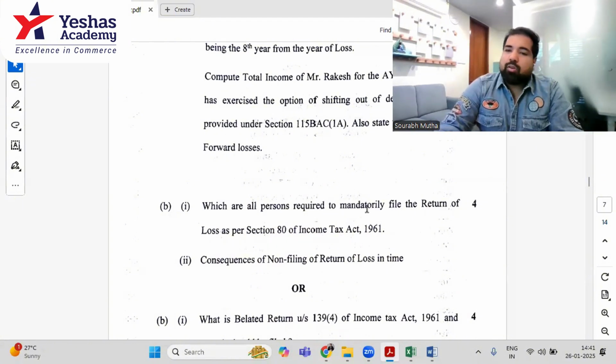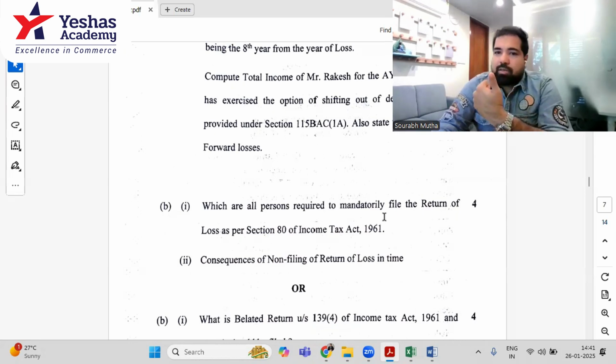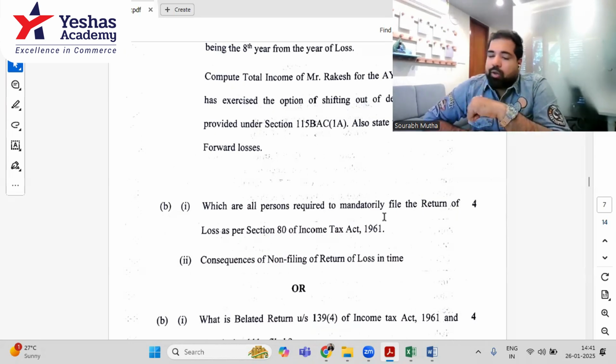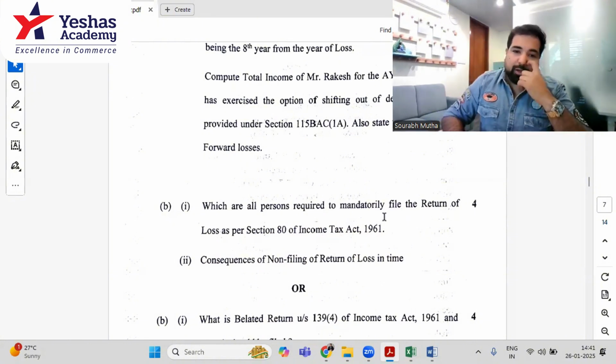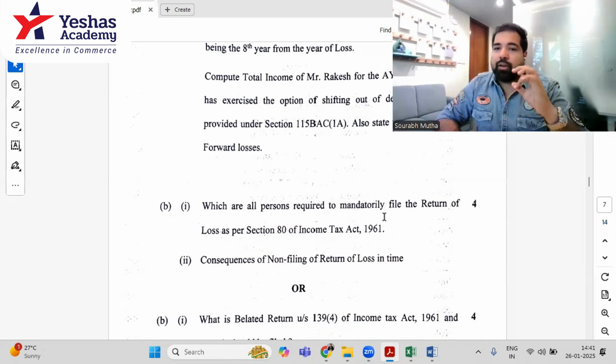So these are the persons who are required to mandatorily file. Any loss from house property, sorry, any loss from normal business, that is non-speculative business, people having losses from speculative business, people having losses from specified business, people having losses in capital gain, people having losses from owning and maintaining race horses. These are the people who are compulsorily required to file the return of income by the June filing due date.